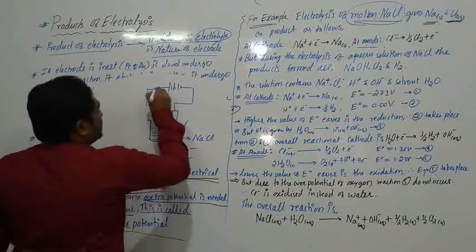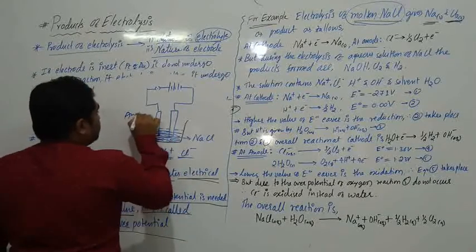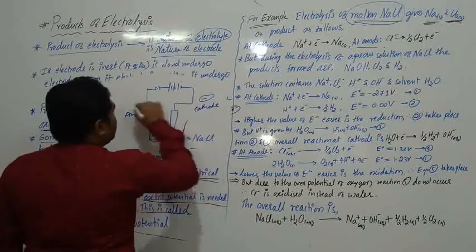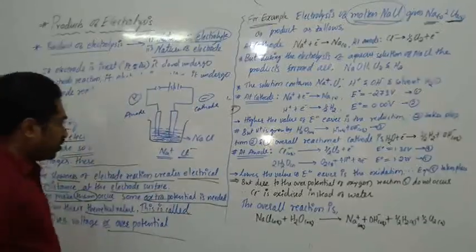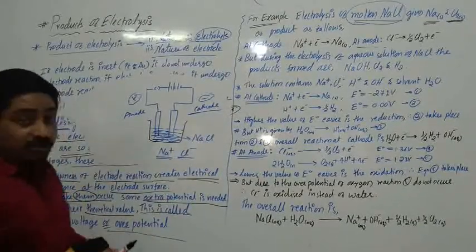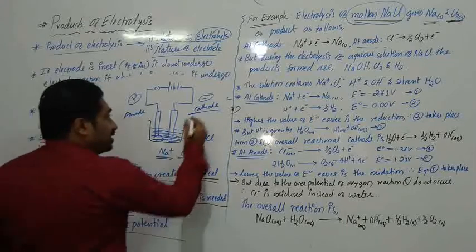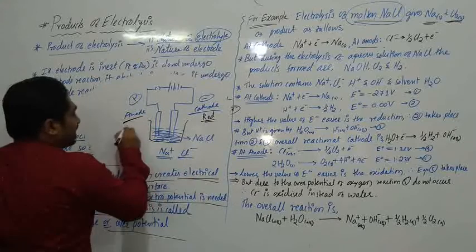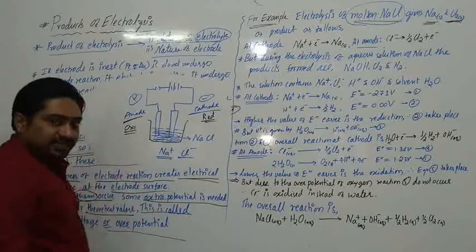So let us take this as my anode, and this as the cathode. Here it is negatively charged, and this one is positively charged. Here at the cathode, which reaction takes place? Do you remember? Please remember, always at the cathode reduction takes place and always at the anode oxidation takes place, isn't it?